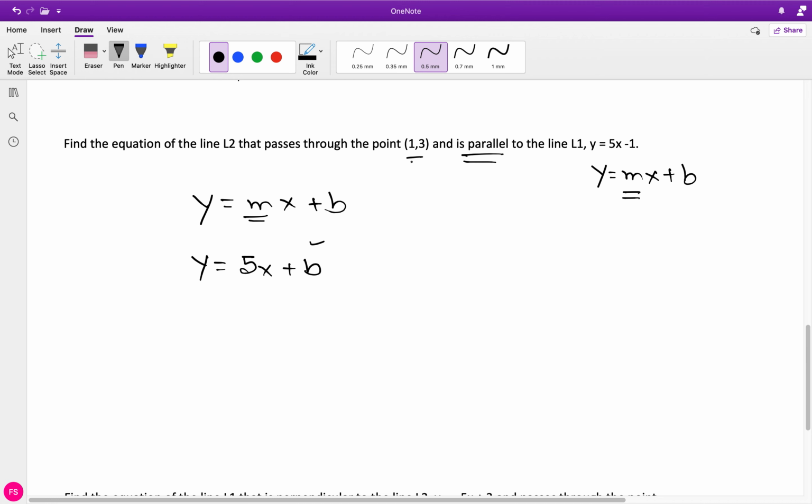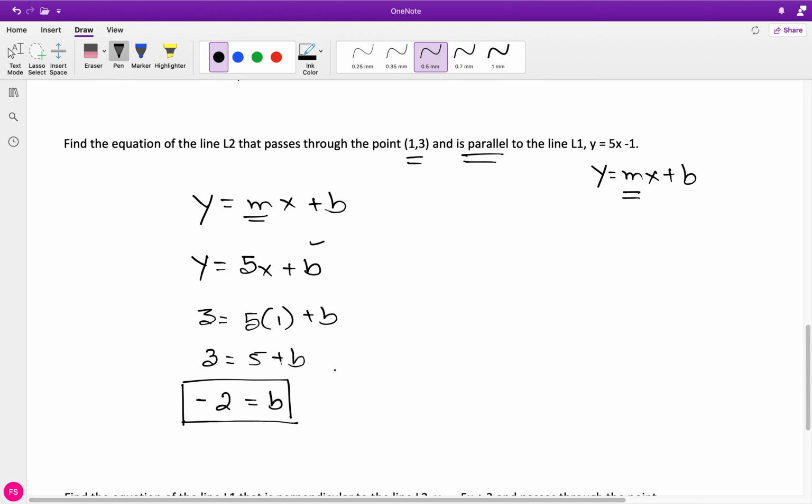And you can do that by substituting this point, because we know that L2 is passing through the point (1, 3), where y is 3 and x is 1. If you substitute that, you're going to get 3 equals 5 plus b, and if you move the 5 to the other side, that will be negative 5. 3 minus 5 is negative 2. That means your b is negative 2. Then the equation of this line is going to be y equals 5x minus 2. Now, if you compare these two equations, you can see that their gradients are the same, but they have different y-intercepts. That means the two lines are parallel.